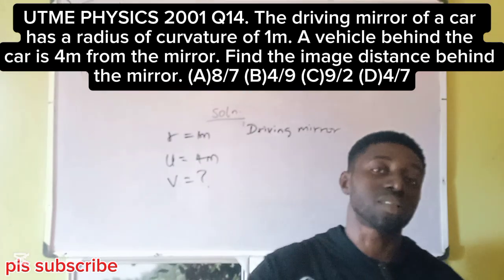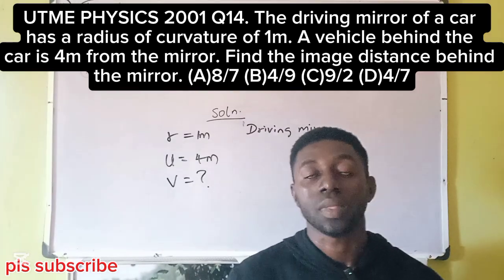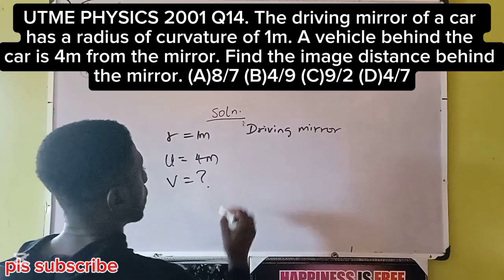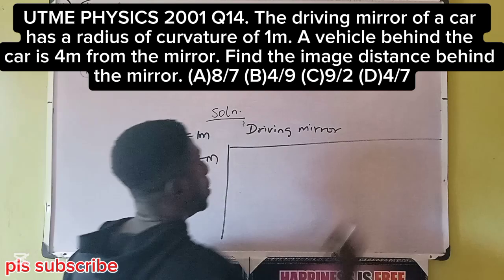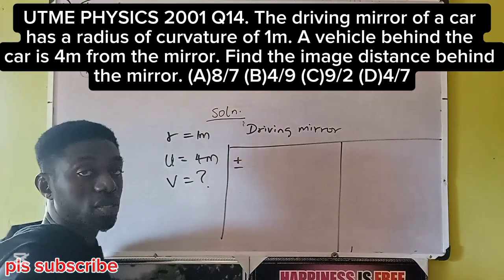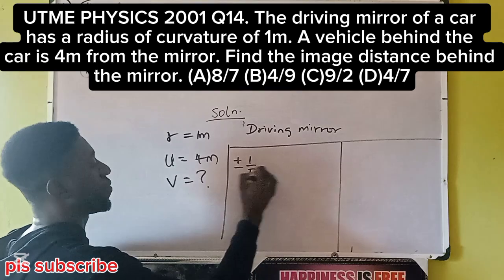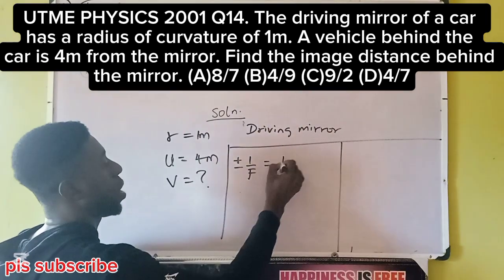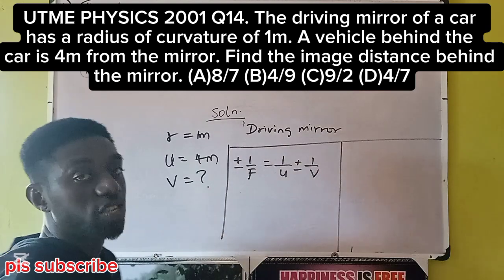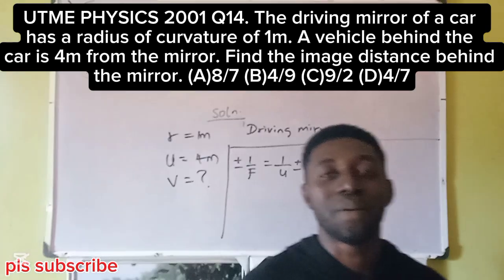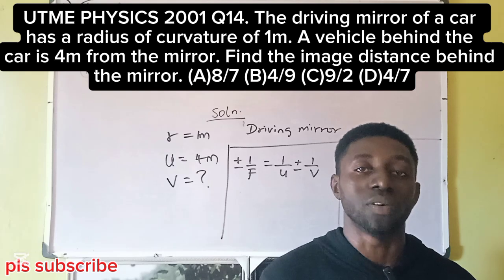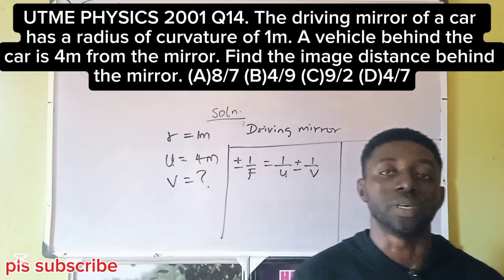In the mirror equation, there is something called a sign convention. Let me put the mirror equation first. The mirror equation says plus or minus 1 over f is equal to 1 over u plus or minus 1 over v. That's the equation, but there's a challenge with sign convention. When do you use plus and when do you use minus? That's what we'll rectify at this point.